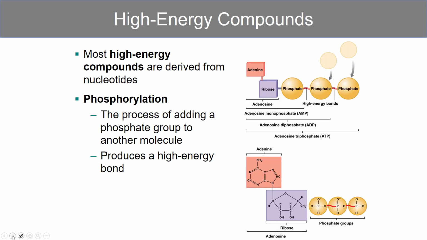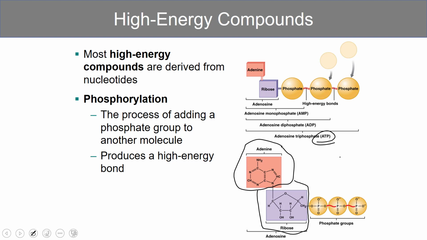Most of the high-energy compounds found in the cells are derived from nucleotides. Here, the one that you're probably most familiar with is ATP. ATP is a modified nucleotide. If you recall the components of a nucleotide, we have a nitrogenous base. In the case of ATP, it's adenine. We have ribose, a 5-carbon sugar, and then we have a phosphate group. So that is your general nucleotide.